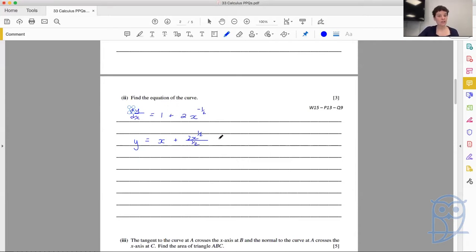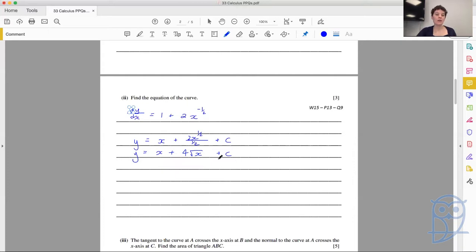And then, of course, if we're integrating, we have a plus c because we don't have limits that we're working with here. So y equals x plus 2 divided by a half, which is 4, x to the half is root x, plus c. We need to calculate that value of c in order to get the proper equation of the curve to locate exactly where it is.